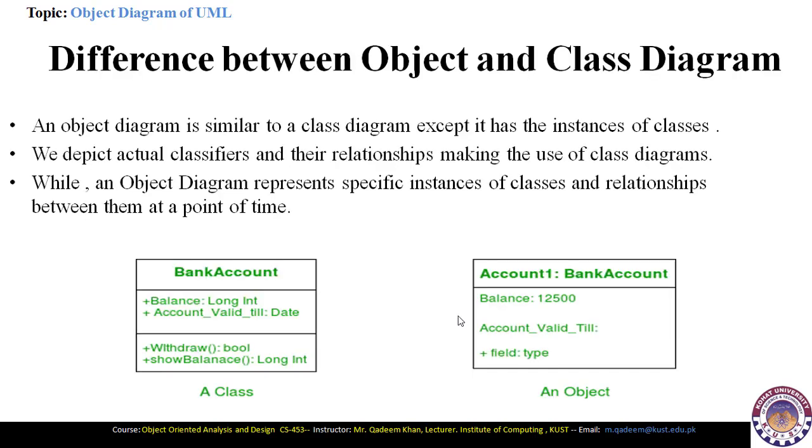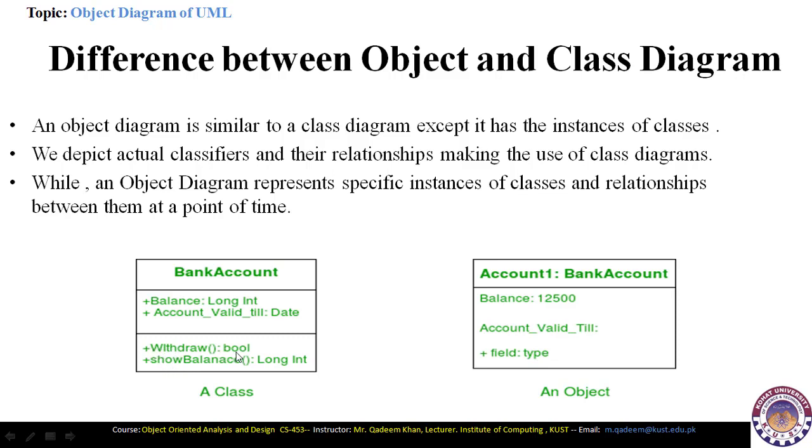Now, what is the difference between the object diagram and the class diagram? Dear students, first look here. This is one of the classes, the bank account, and there are two attributes in the bank account: the public balance, which is of the data type long integer, and the public account valid till, which is of the data type date. And there are two functions of the public access specifier.